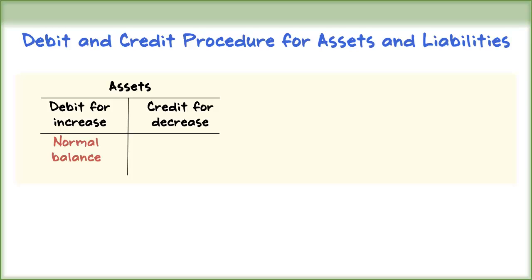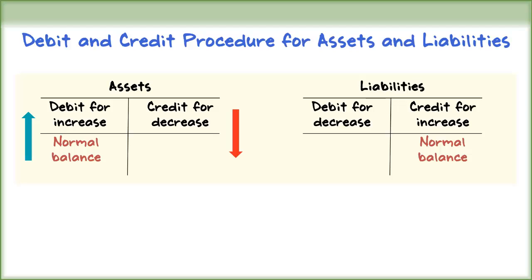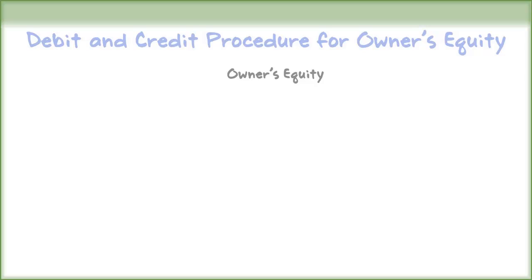Assets normally show a debit balance, and any debits to a specific asset account increase its balance, and any credits decrease its balance. In contrast, liability accounts normally have a credit balance, so credits increase the liability balance and debits decrease the liability balance. Let's now look at owner's equity accounts.